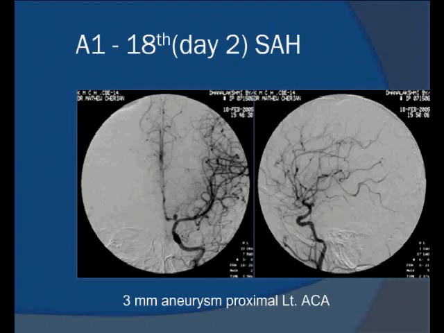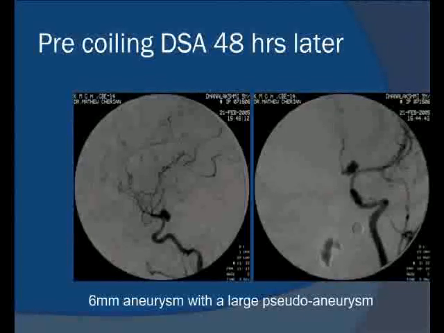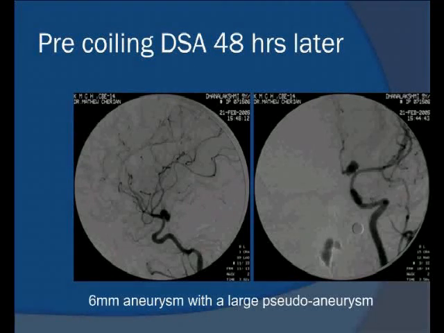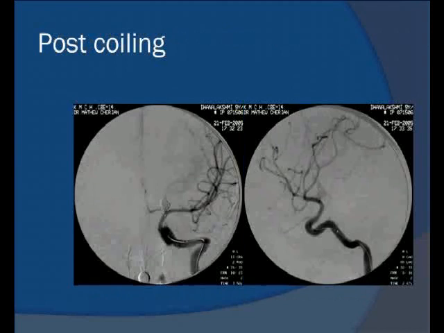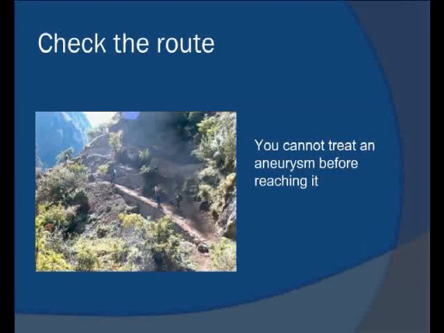It's a young child, and there is a small aneurysm which is 3 millimeters in diameter. Two days later, you see the total change in the morphology in terms of size and shape, which is again classical for mycotic aneurysms. This is the end result of coiling, preservation of the parent artery, and we have several follow-up angios to show that the patient continues to do well.